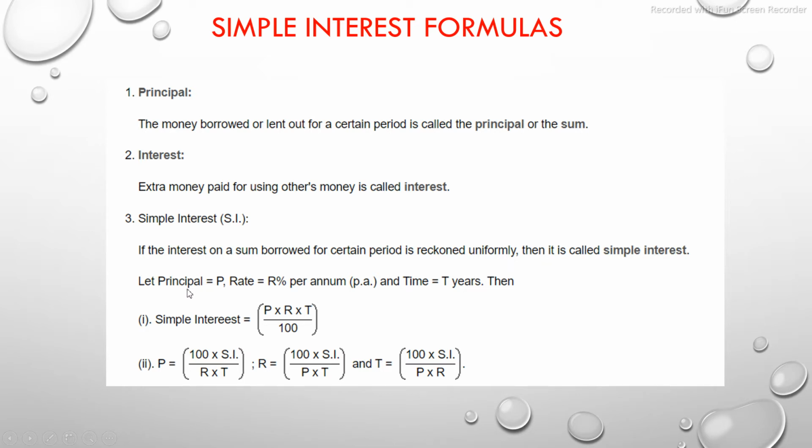This is the naming convention: P is for principal, R is for rate, and T is for time. The formula of simple interest is P into R into T by 100. From this formula we can derive P is equal to 100 into SI by RT, R is equal to 100 into SI by PT, and T is equal to 100 into SI by PR.